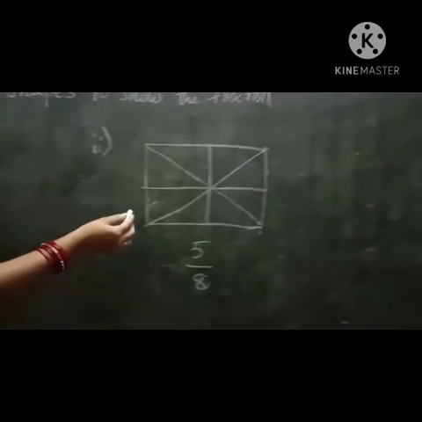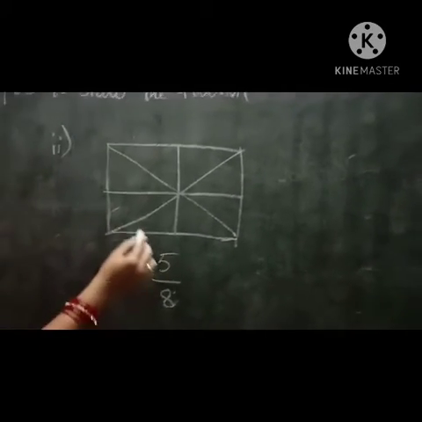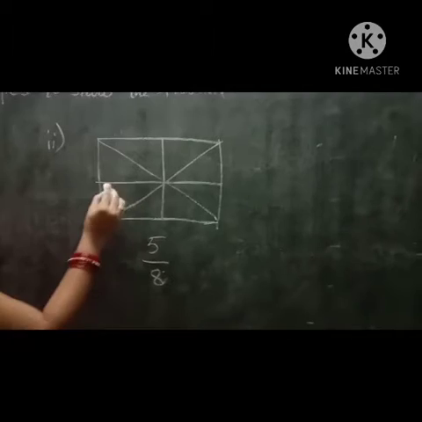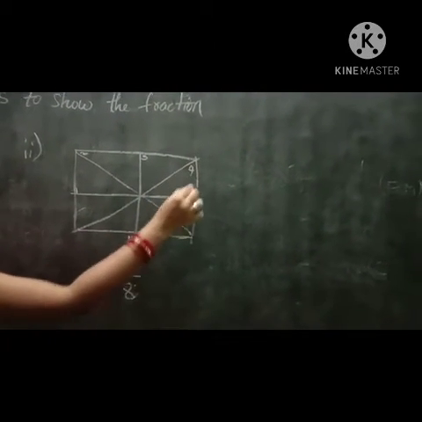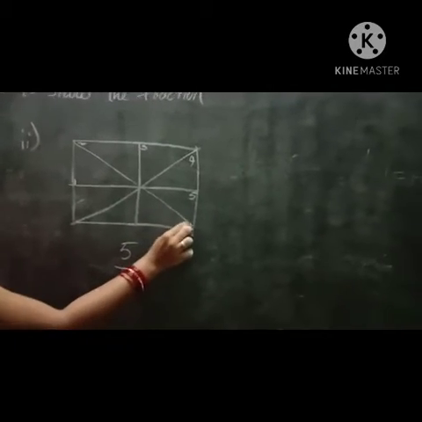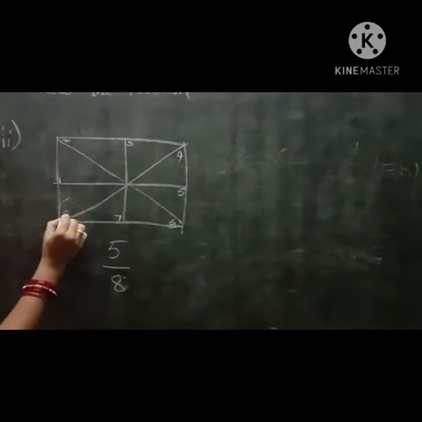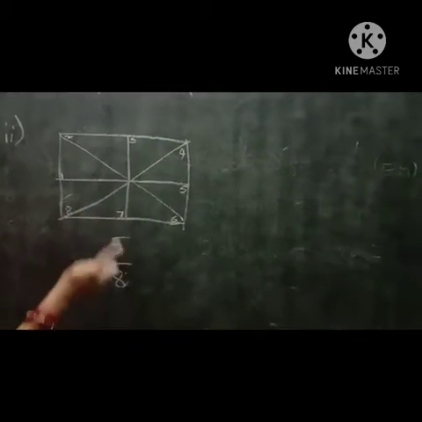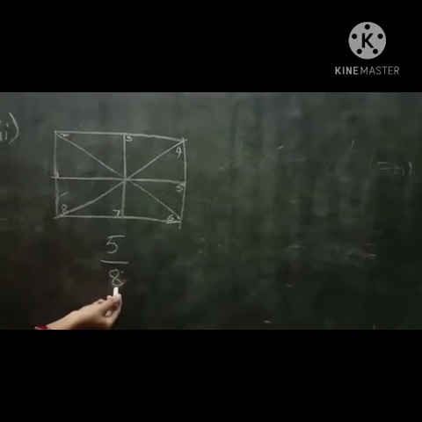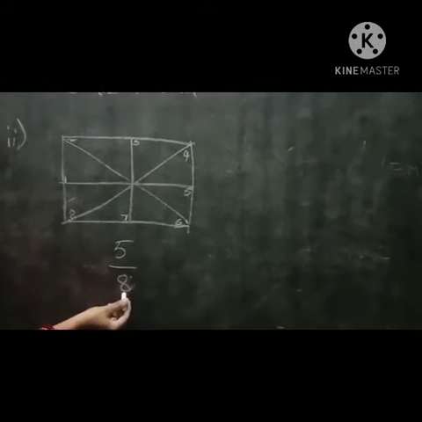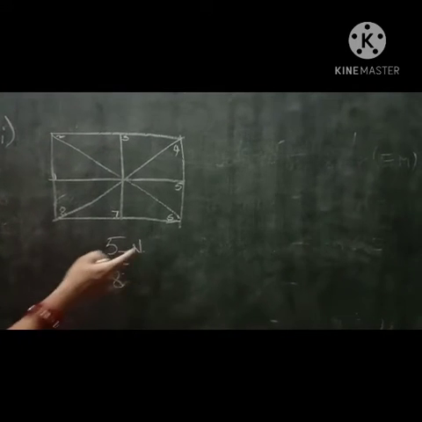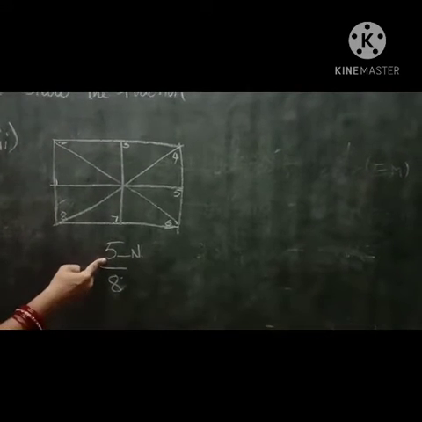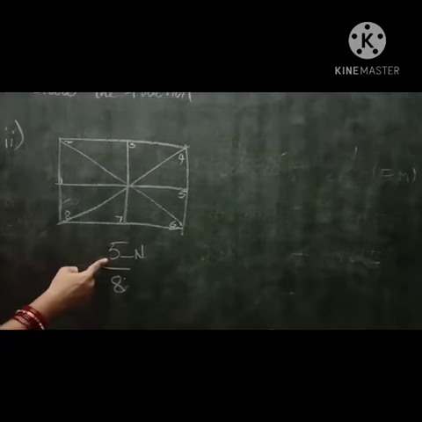Now see the second one. How many boxes are there here? 1, 2, 3, 4, 5, 6, 7, 8. Total how many are there? 8 is in denominator. How many parts we have to shade, children, here? Yes, 5. Here numerator, what is the number? 5 is there now. 5 parts we have to shade here.